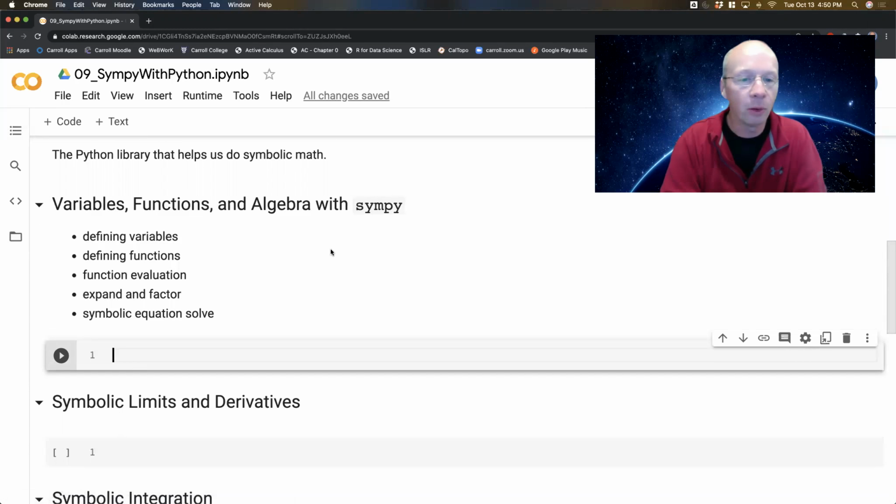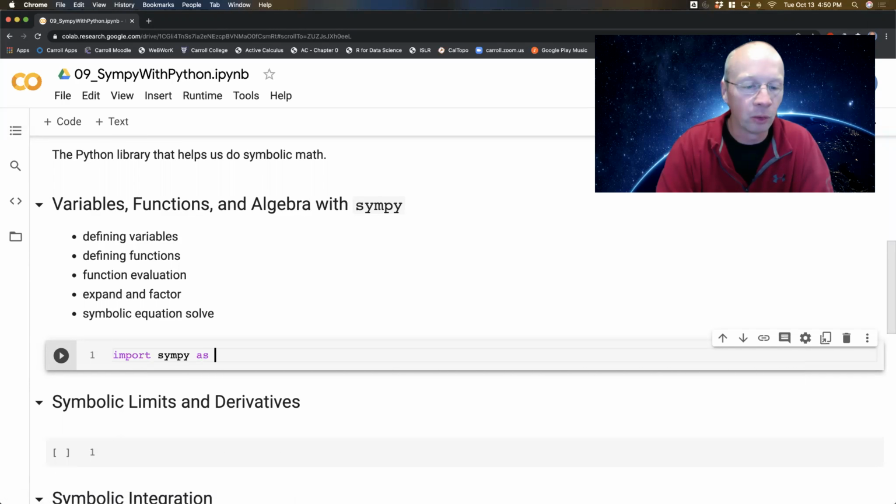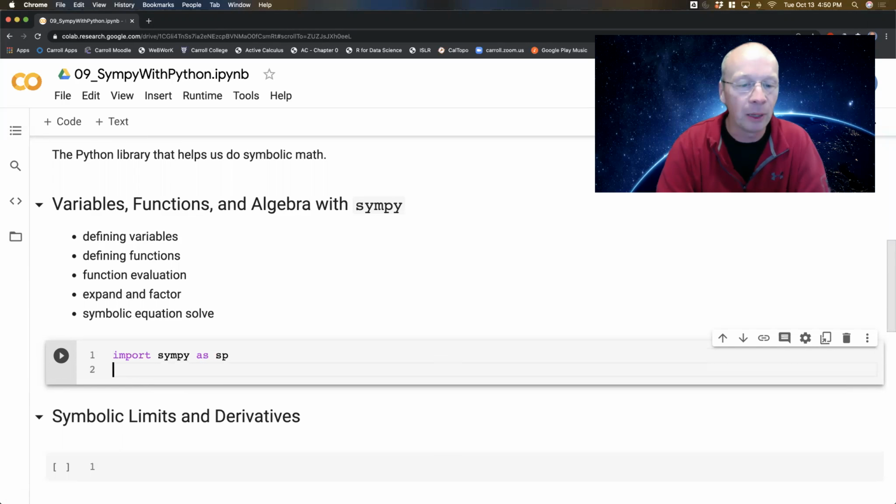Okay, so variables, functions, etc. Well, okay, if we're going to use SymPy, I'm going to import sympy as. Now you can pick your favorite prefix. I'm going to choose SP. It's the one that seems like the most standard and it seems kind of reasonable. Okay, so SP is now the prefix I'm going to use for everything.